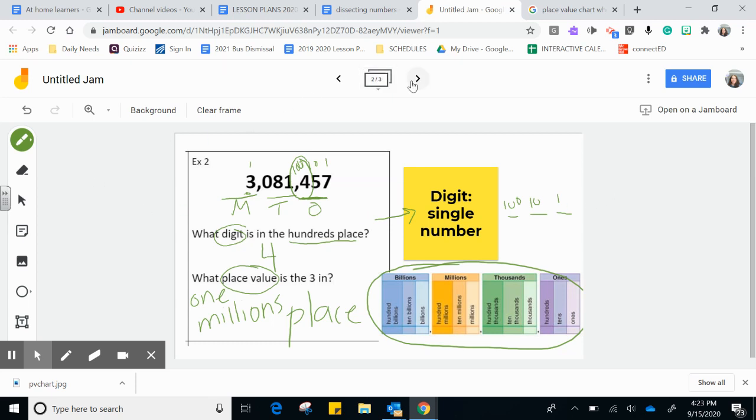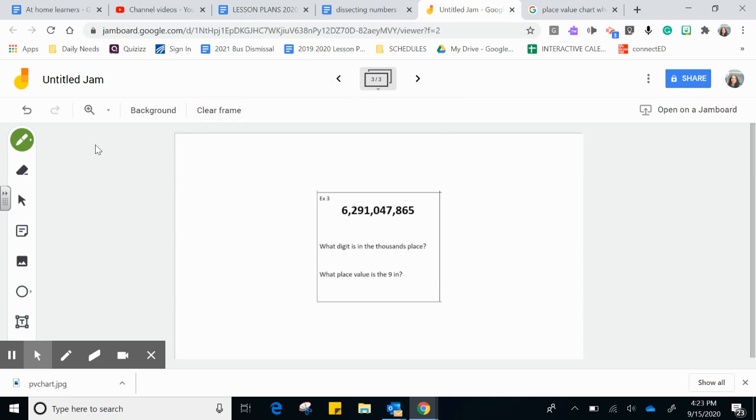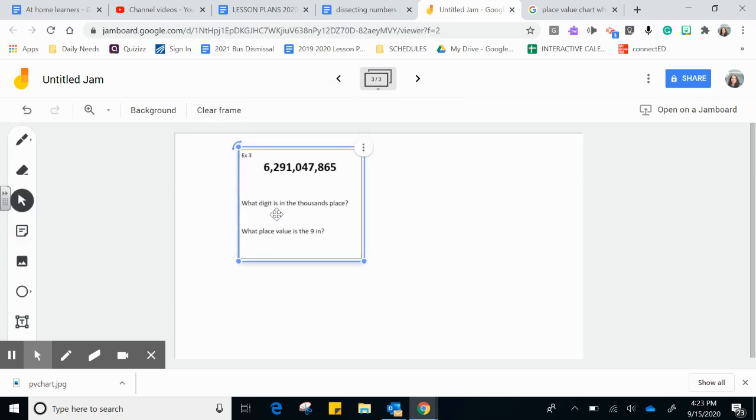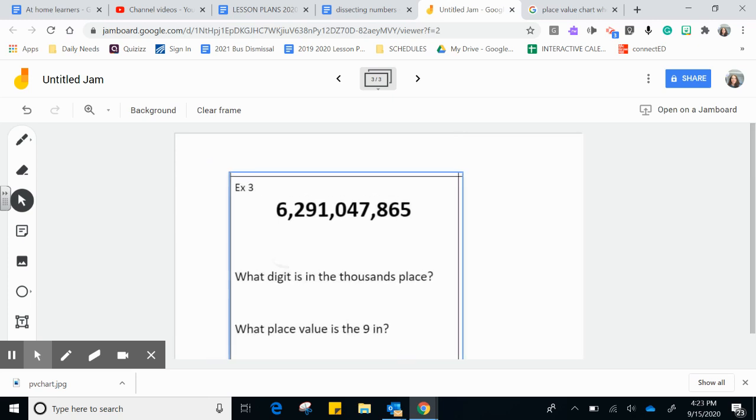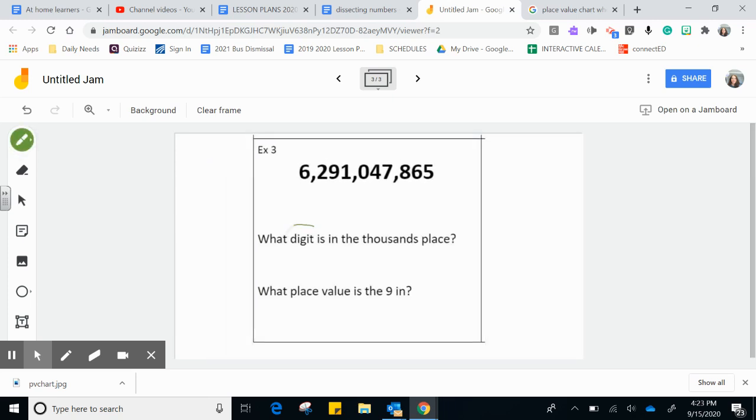Okay, I'm going to show you one more example. You can always go back and revisit these examples. I'll make this nice and big for us here. All right, so the first one is a digit question. I better grab a pen. First one is a digit question.